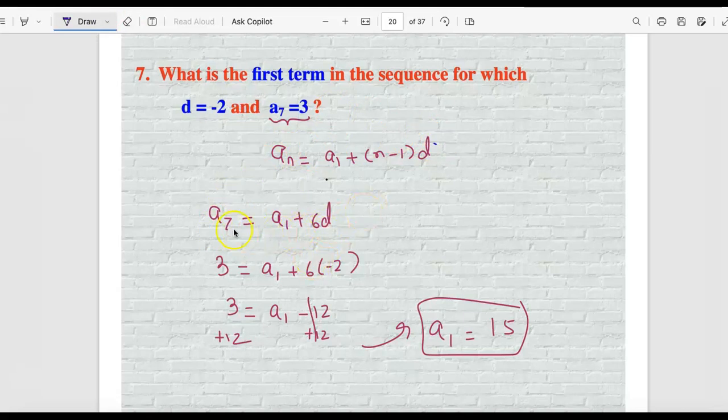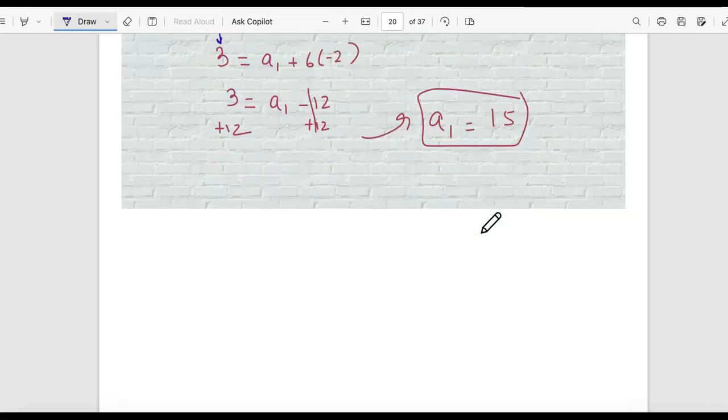A1 plus 6d. Just plug in the values. In the question, a sub 7 is what? 3. I just replaced the whole a sub 7 by 3 and plugged in the values. I simplified it and got the answer. So this is how we do these types of problems. Make sure you got the correct answer. If not, copy the solution.